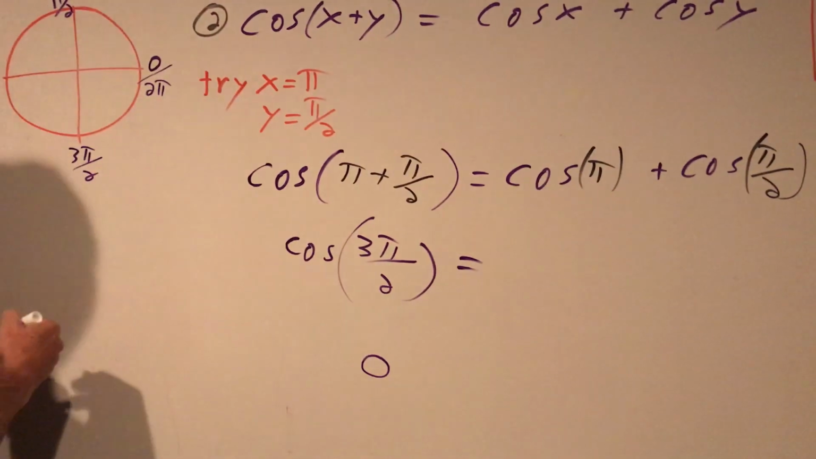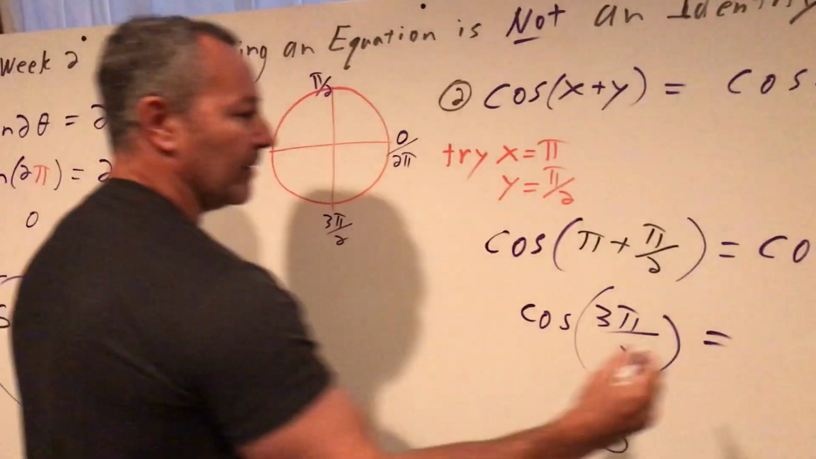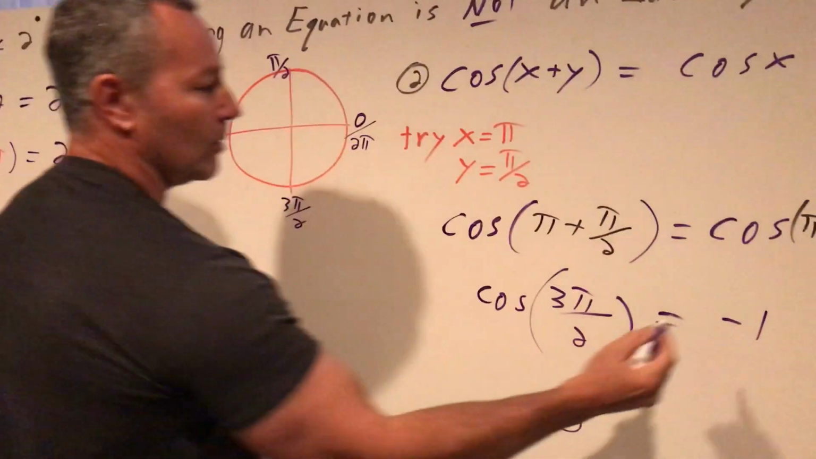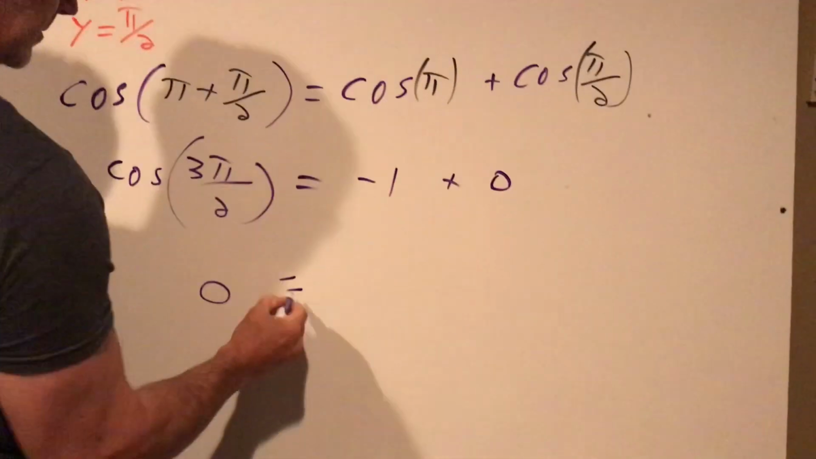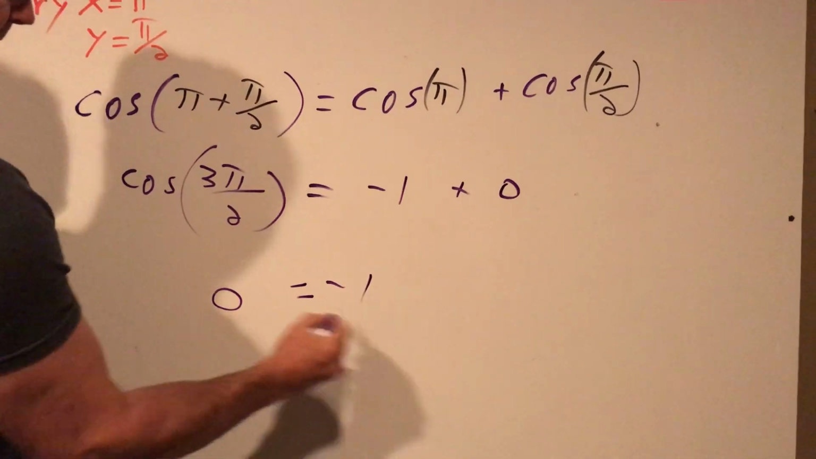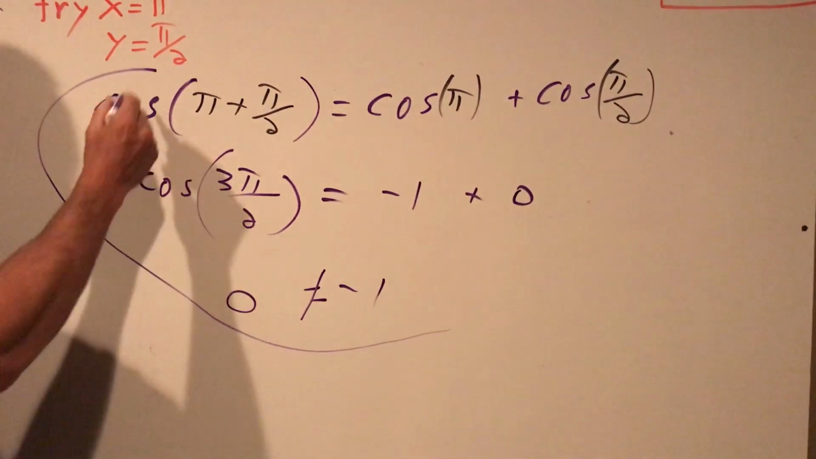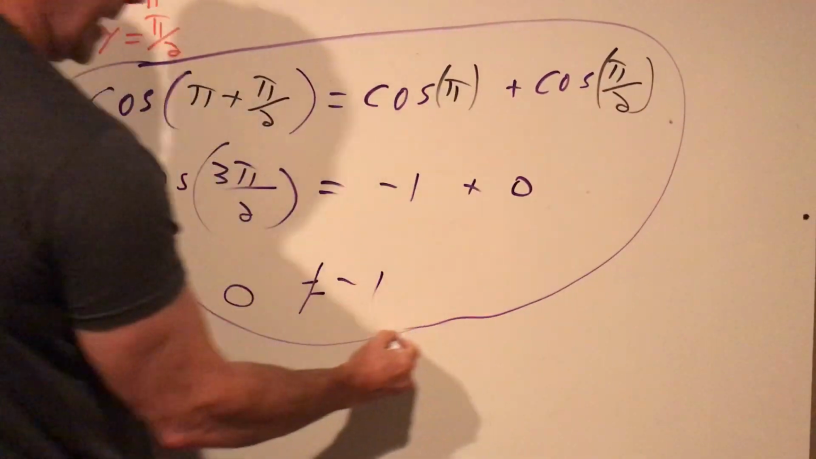Okay, cosine of pi, that's over there, that's negative 1. Cosine of pi over 2 is 0. Okay, so here I get 0 equals negative 1. That is not true. So this again here is another proof that it is not an identity.